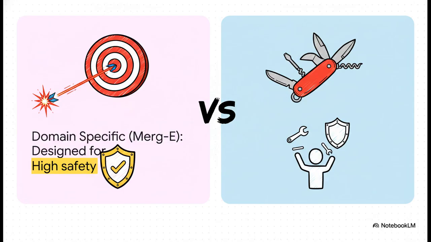Merg-E is the laser-focused scalpel. It gives up the do-anything flexibility of a general-purpose language, the Swiss Army knife. In exchange for that limitation, what you get is extreme power and safety within its very specific world.